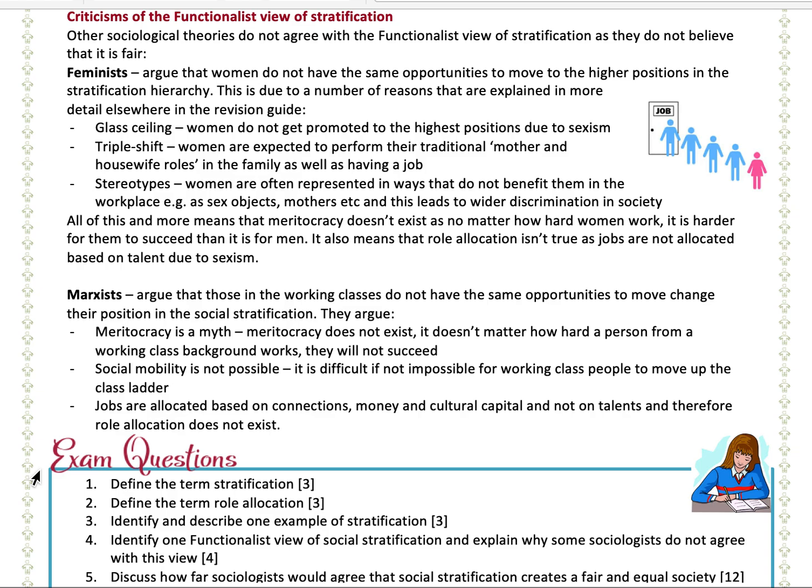Social mobility is not possible, so people find it very difficult to move up the social class ladder when you look at statistics in terms of working class children going to university. The middle class are 8 times more likely to go, showing that social mobility is very difficult. And then also this idea that jobs are based on connections, social capital, cultural capital, economic capital. So it's not based on talent, and therefore role allocation doesn't exist.